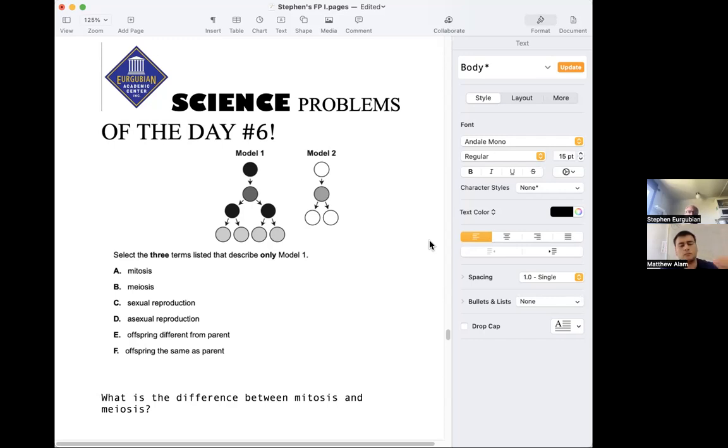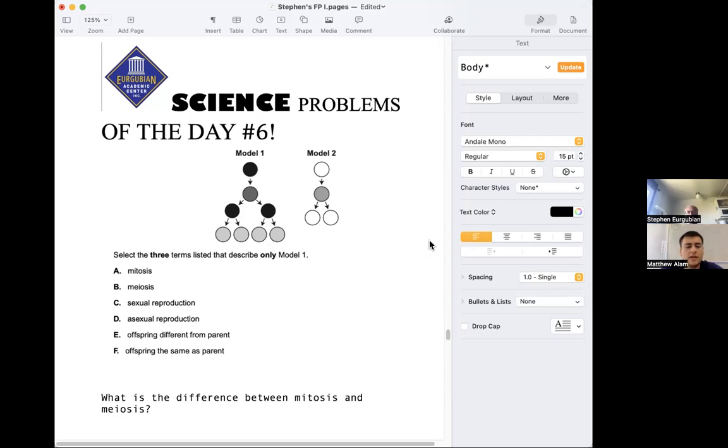So now, if you need to select 3 terms to describe Model 1. Okay, so the difference between Model 1 and Model 2 is the offspring. Model 1 has 4 offspring or gametes, and Model 2 has only 2. So because there's 4, we know that this is meiosis, because you're turning essentially a parent chromosome component into 4 haploid or just a single chromosome offspring. So because it's 4, it's meiosis.